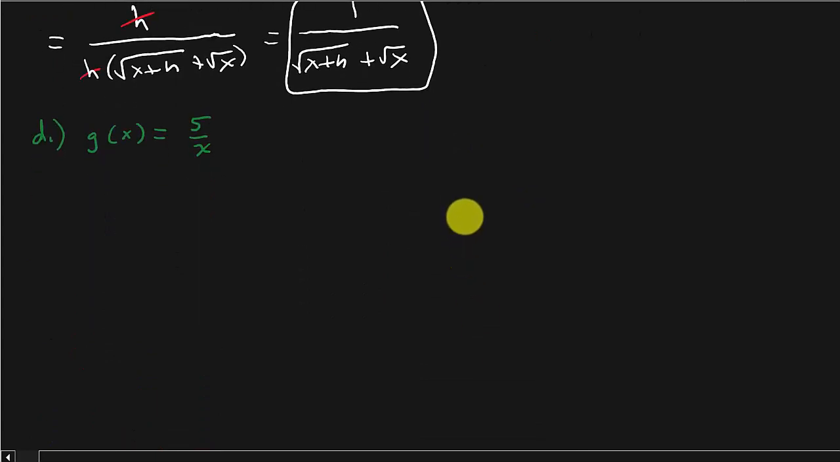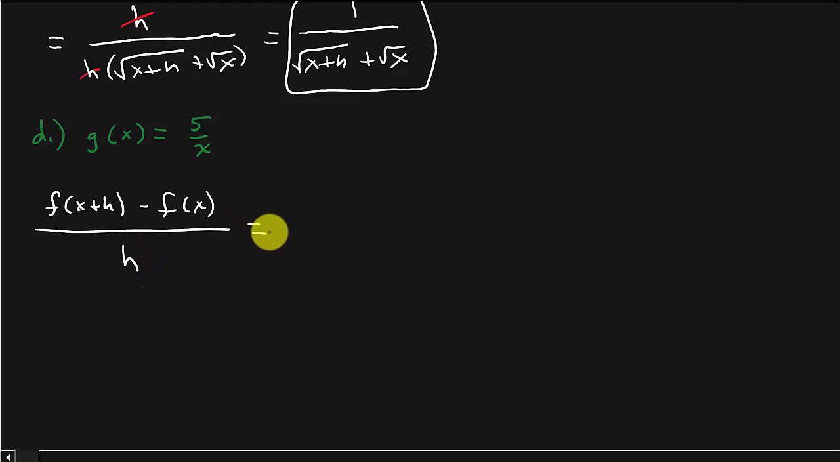All right, last one. Let's see what we got. So we want to calculate the difference quotient. All right, so what are we going to do? We're going to replace x with x plus h. So that's going to be 5 over x plus h. Okay, there's my f of x plus h. I just replaced the x with x plus h, and then I've got minus f of x. Well, what's f of x? It's 5 over x. And then all of this over h.